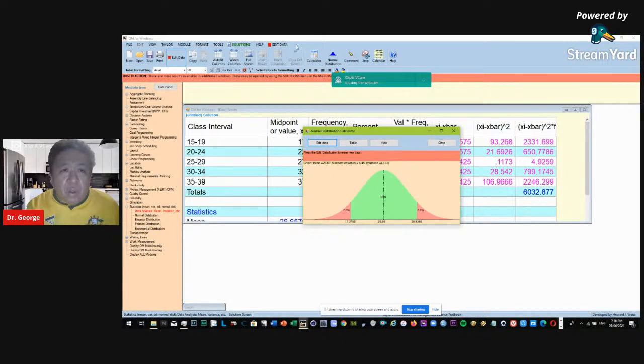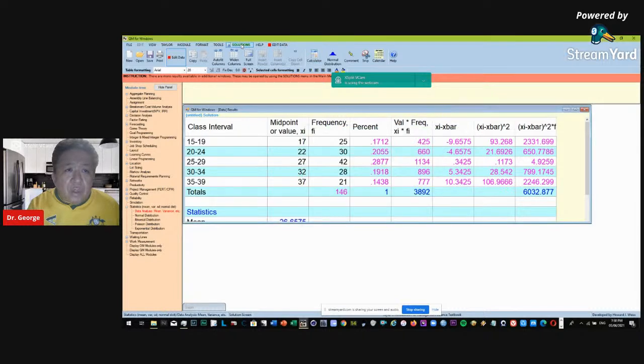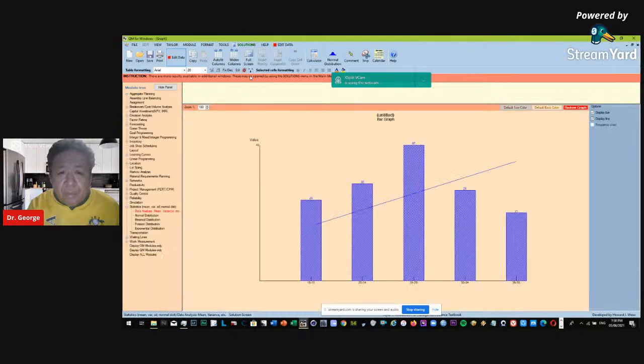And if you also want to look at the solutions, the graph looks like this. 15 to 19 years old, 25 people are there. 20 to 24, there are 30 people there. 42 people within 25 to 29 years old, 30 to 34, 28, and then 35 to 39, 21. Yeah, so that's how to do it.